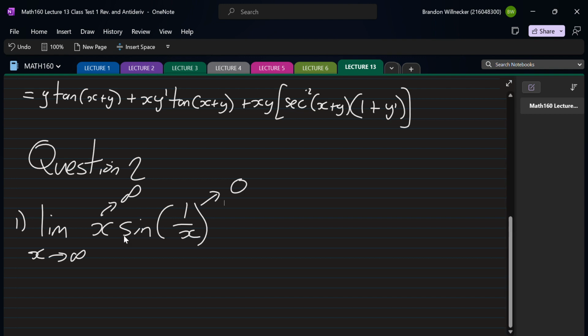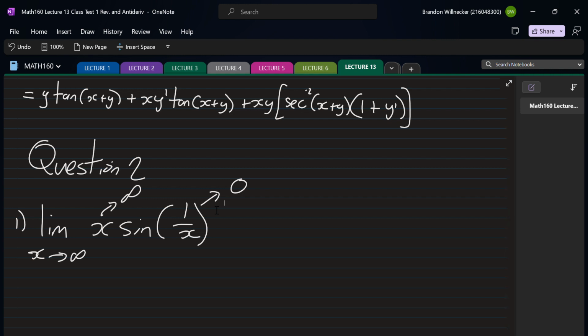If this was something else, like 0 times 0, that's not an indeterminate form. You don't need to use L'Hopital's rule. So please check for L'Hopital's rule before proceeding. You don't need to write it out, but just look. So x goes to infinity, the sine goes to 0, I have an indeterminate form, I can use L'Hopital's rule.